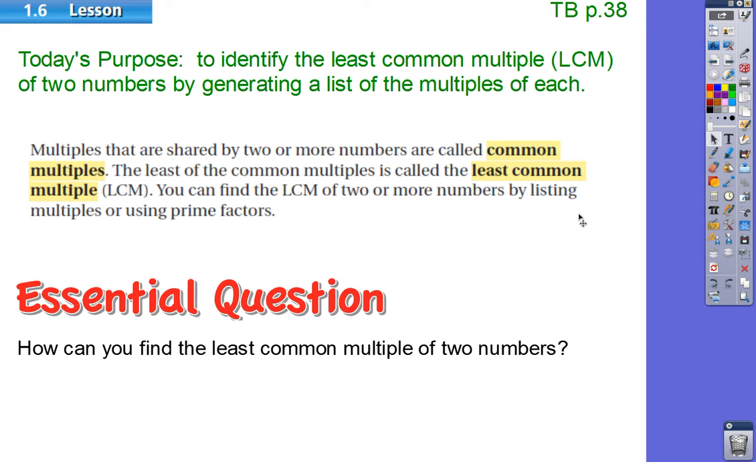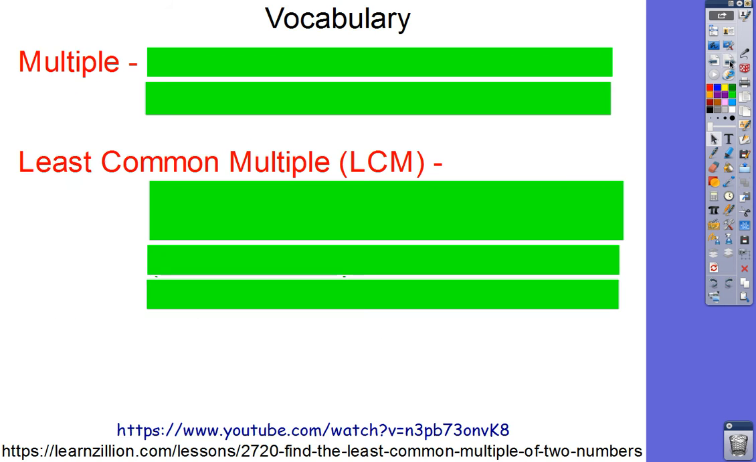In just a moment, we're going to be putting some of these vocabulary terms into your notebook. Our question today is, how can we find the least common multiple of two numbers? Please open up your notes and include these vocabulary terms in it. If you need to pause the video as you're doing this, please do so.